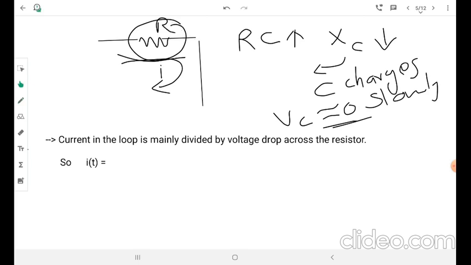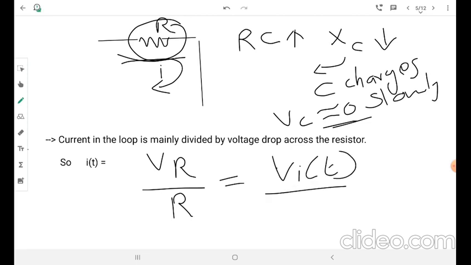Okay. So what about this current? The current through the circuit is mainly determined by the voltage drop across this resistor. So we can write I of t equal to the voltage drop across the resistor, VR, by R. That's almost equal to Vi of t divided by R. That's about this circuit. Okay.